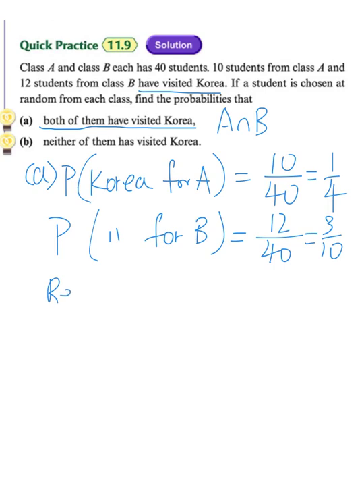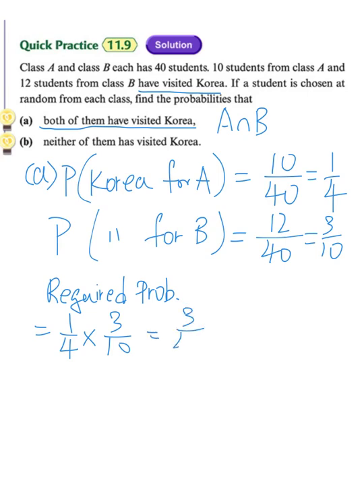So the required probability is equal to the probability of the selected student from A having visited Korea, times the probability of the selected student from B having visited Korea. So that will be equal to 3/40.